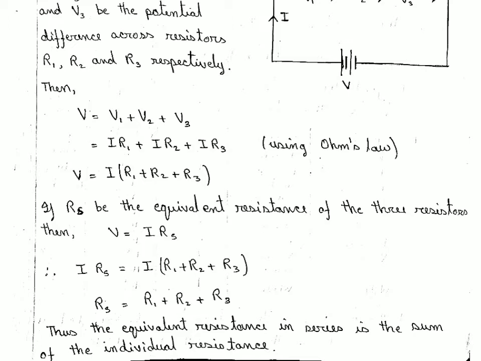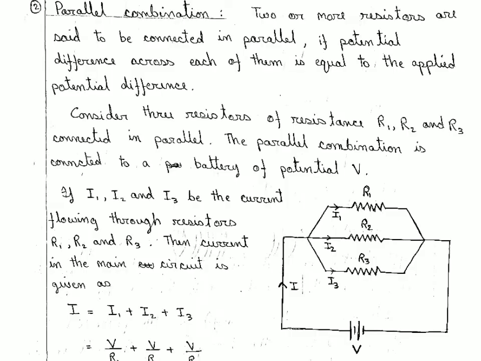So this is the equivalent resistance, or the total resistance, of the combination of the three resistors of resistance R1, R2, and R3. And since we're adding all the three resistances, the total resistance upon combining in series will increase. So if you combine any resistors in series, the resistance of the combination will increase.